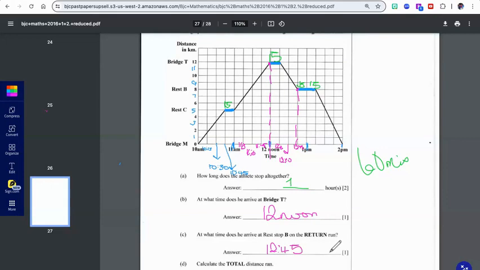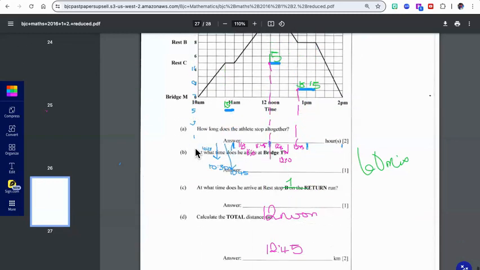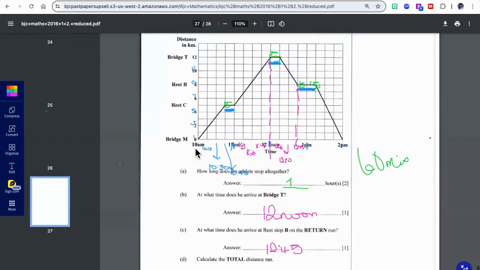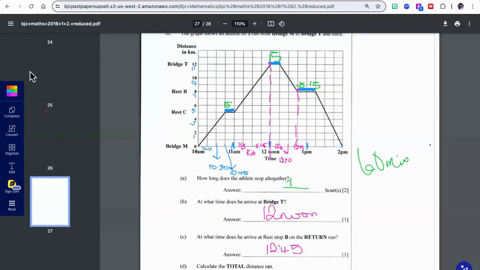Now the question says to calculate the total distance run. So let's calculate the total distance. I want you to calculate the total distance run.